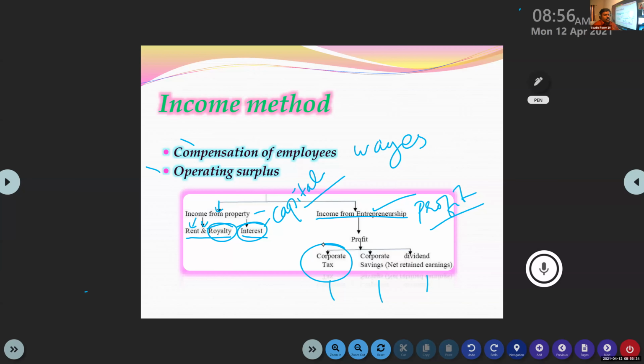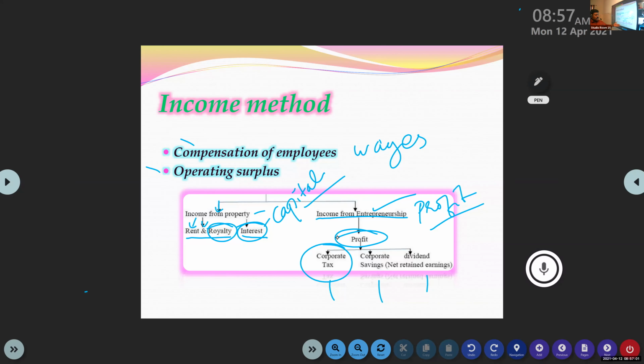Okay. Both these taxes are examples of direct taxes. Direct tax. Clear? So profit is the money that is received or earned by the entrepreneur only after paying the corporate tax to the government.